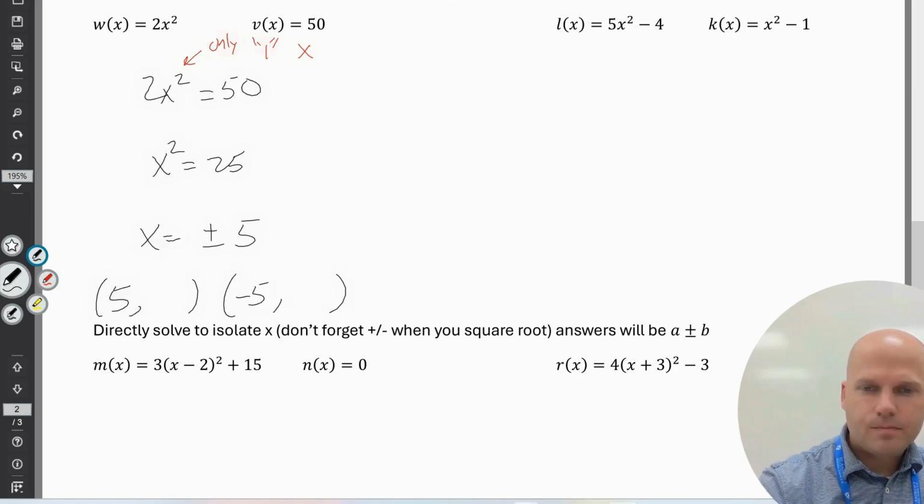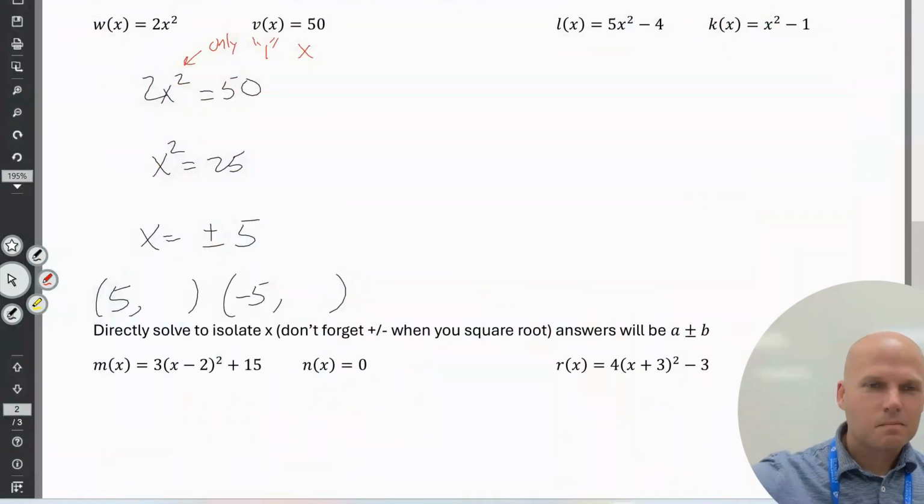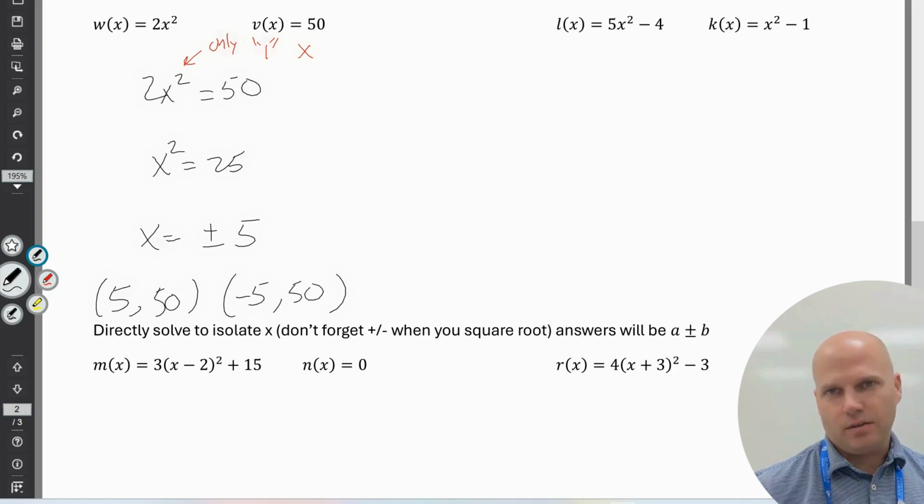Yeah, pause. Now you notice if you plug in 5 and -5, squaring it will be 25, times 2 would be 50. Yeah, I'm going to get 50. y will have to equal 50 there. Cool.